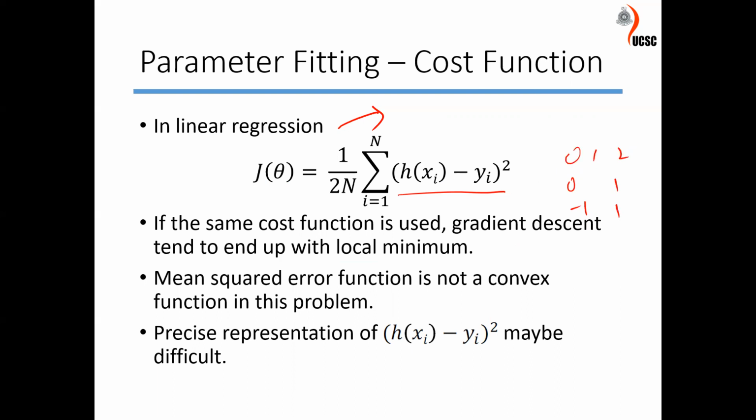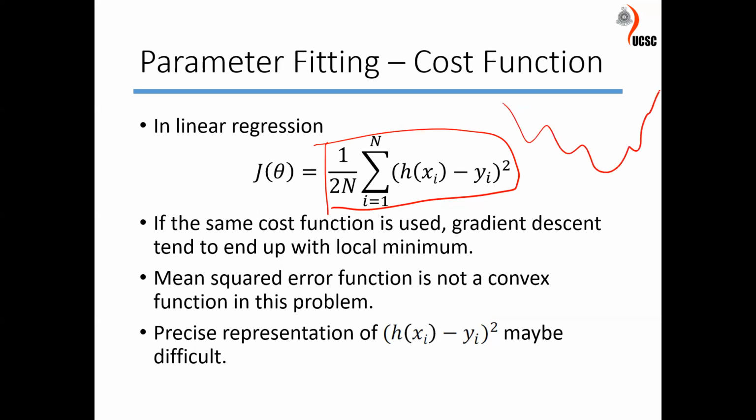If you use this cost function to train our parameters, we will end up in some kind of local minimum. The meaning is, if we use this cost function for a classification problem, the cost function will look like this, which is not convex. Because of that, you can't use this cost function when dealing with the classification problem. So we need to come up with another approach.